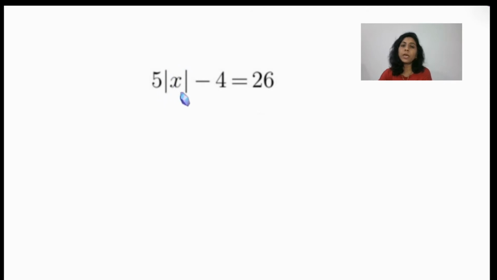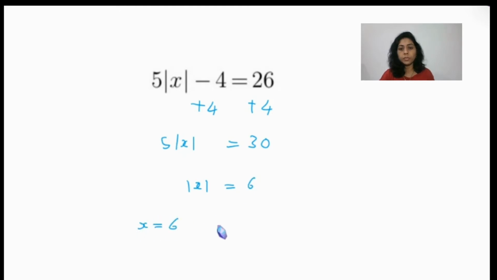Here also we have to isolate the absolute value, and here we have to add 4. So 5 times the absolute value of x equals 30. Now divide both sides by 5, we get 6. So the absolute value can be positive or negative, and this is the answer.